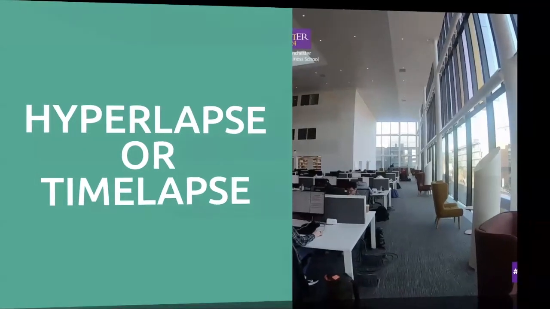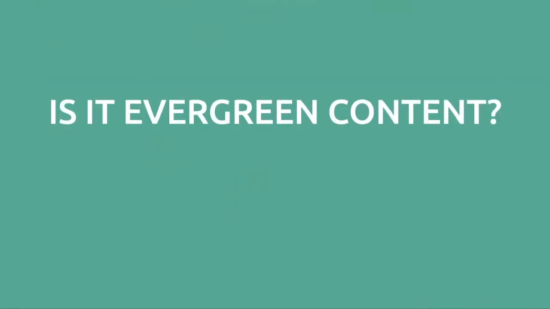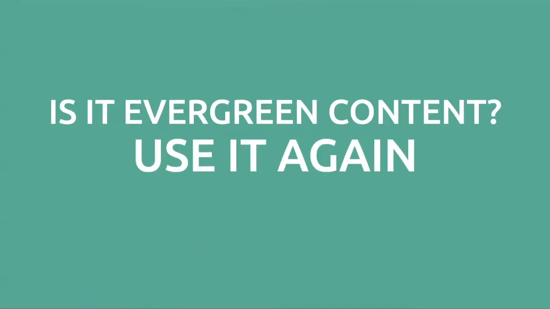Now, we saw a lot of tips on how to create content for social media, but you can also look at your past or old content to create new content. So there's a simple rule here: is it evergreen content, right? If it is, then use it again. Evergreen content is content from a year, 2-3 years ago that is still relevant.